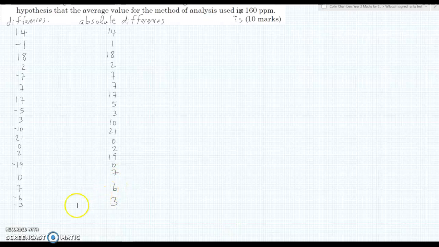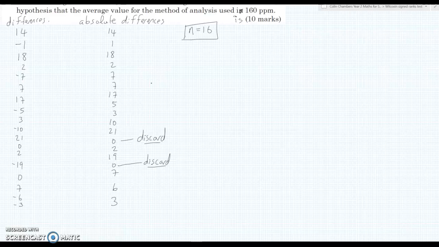That's our absolute differences. Now we're going to discard. You see where we have a difference of 0? We're throwing this away. We're pretending this isn't even in the question. We discard this because the difference is 0. So we started off with 18 observations, but now n is going to be 16 because we're ignoring items where the difference is 0.